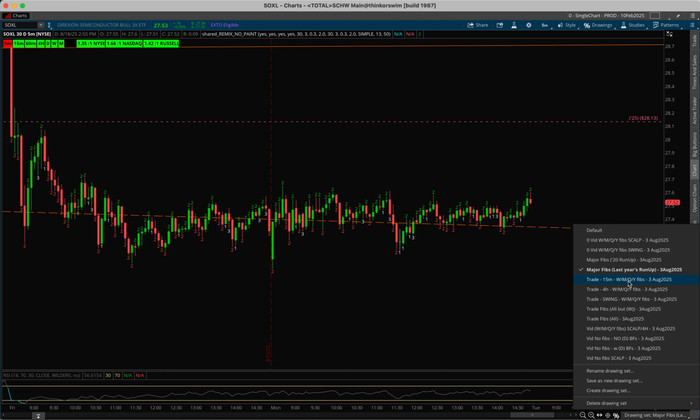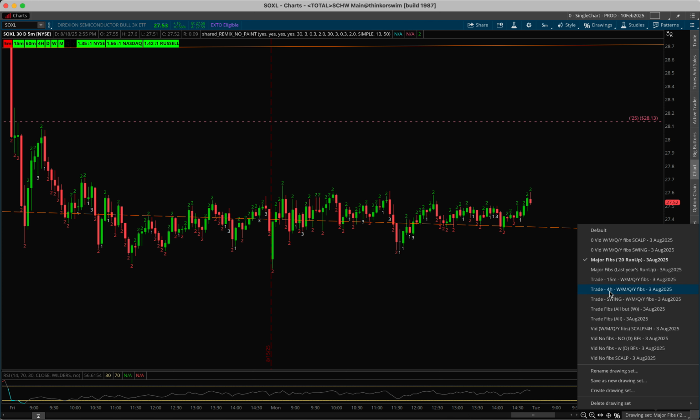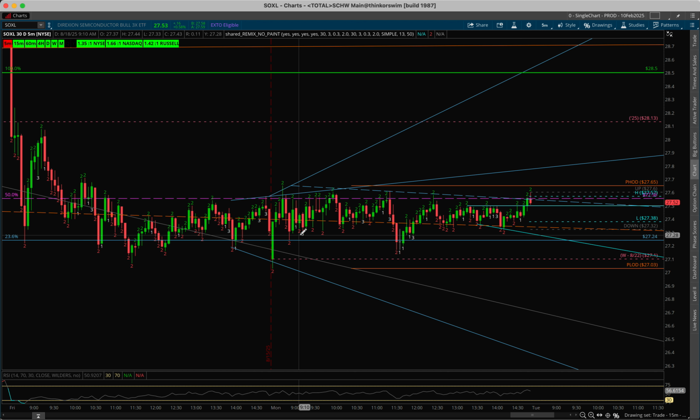No, thought we had a fib there at 27.24, maybe not. What is this? Yeah, the 2024 run up. Yeah, this is the 23.6 fib, the 27.24, and that's where we got the bounce off of, right? So we got the bounce there, higher low.